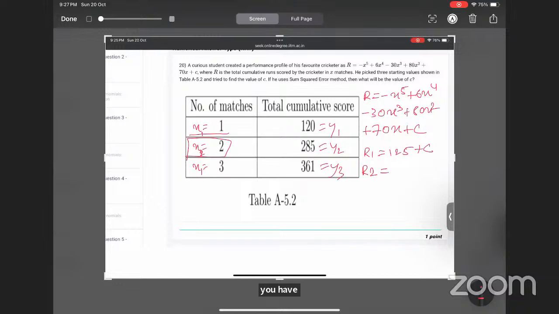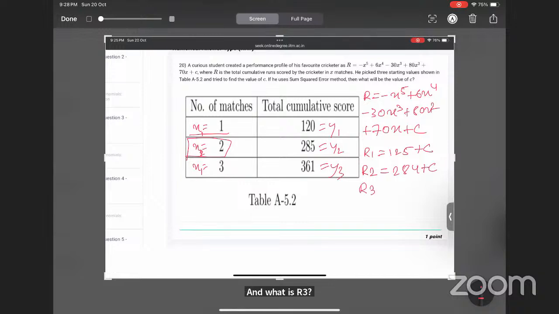R2 or R1. Hmm? Oh, okay, ma'am. Got it. Sorry. Yeah. So it's fine. 125 plus C. Yeah. And what is R2? Someone of you just told me the value. 284. Okay. 284 plus C. Okay. And what is R3?